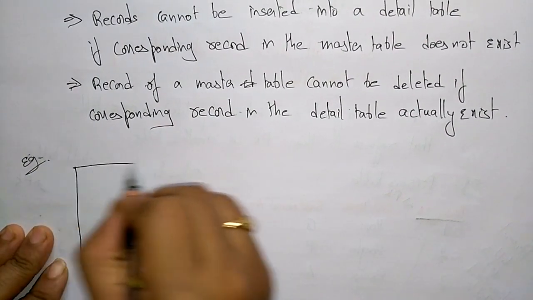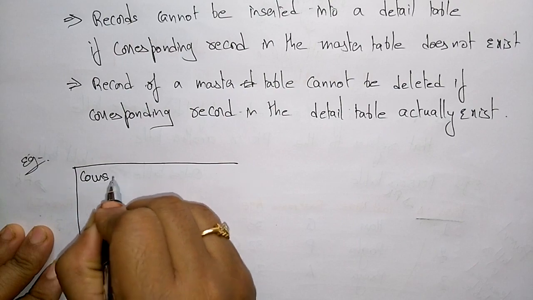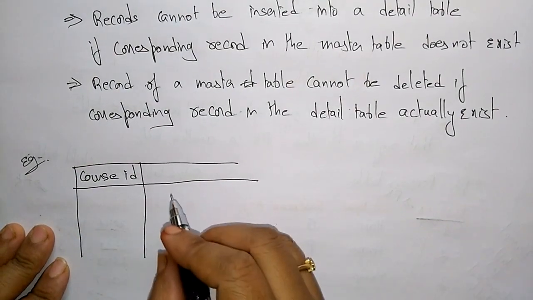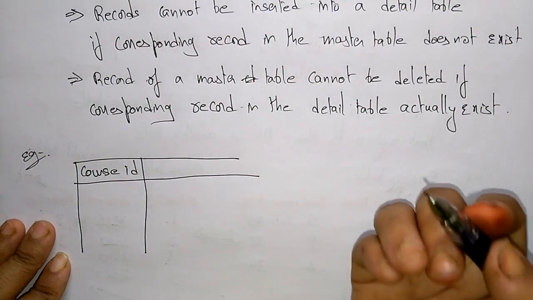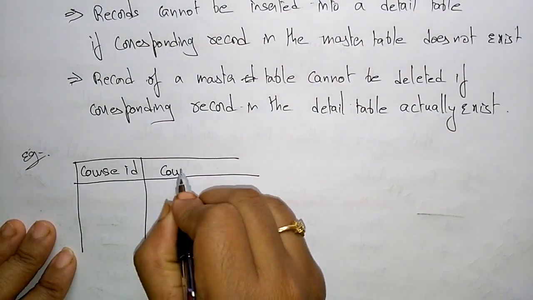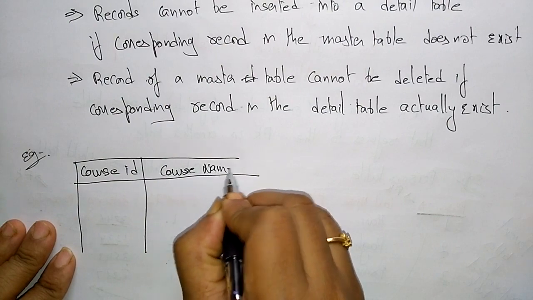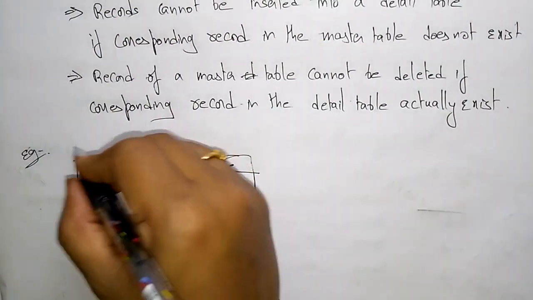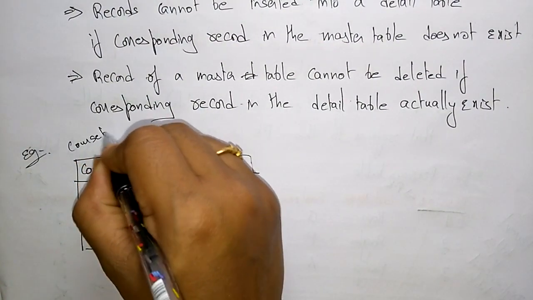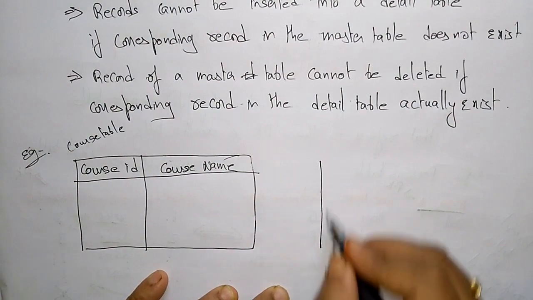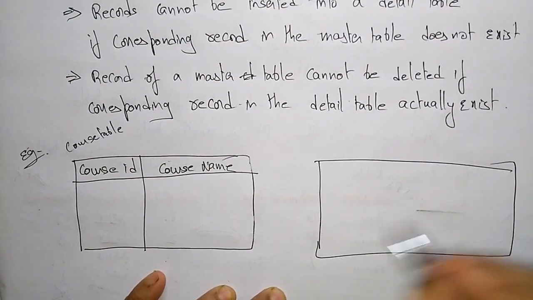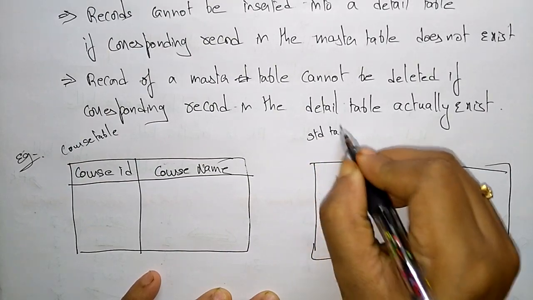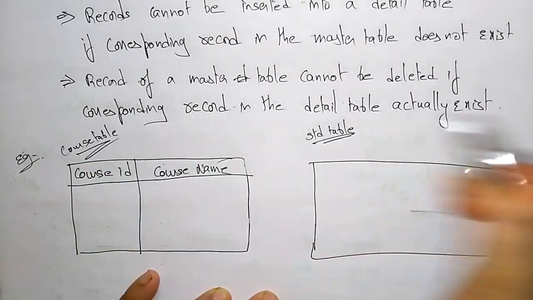So here I am taking two tables. The main aim here is to explain what a foreign key exactly is, and what rules you have to follow while creating a foreign key. So course ID and the course name. This is one table. Okay, so this is a course table. I am calling it a course table. And I am taking another table, which is a student table. So this is a student table and this is a course table.